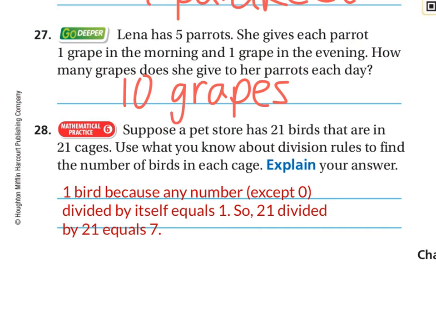All right, please double check. Make sure that you have your answer, 1 bird, and then you also needed to explain that any number divided by itself equals 1. Like we see here, we have 21 divided by 21. We are dividing a number into itself. Anytime that happens, the answer always is 1. You definitely needed to have something like that in your answer.